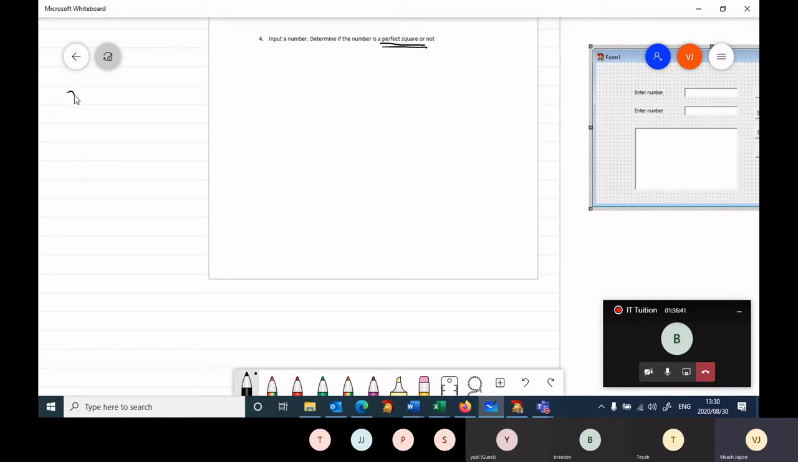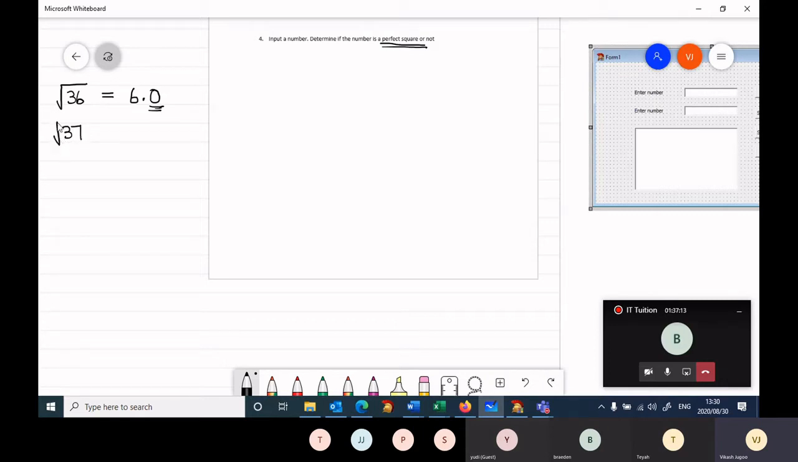If we look at 36, 36 is a perfect square. Why is it a perfect square? Because when I find the square root of that, it is 6.0, if I had to write it as a real. Now, if I look at another number like 37, that's not a perfect square.